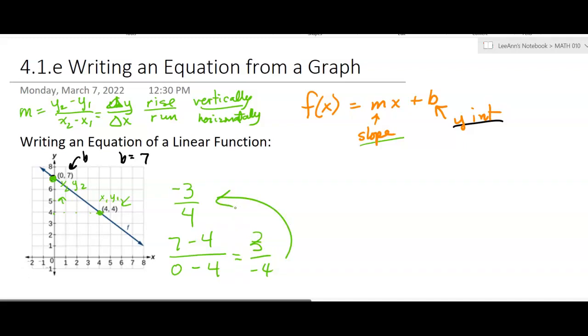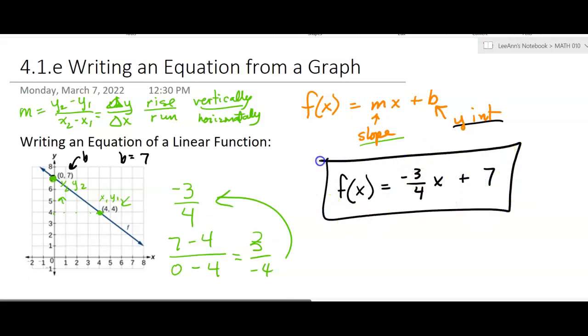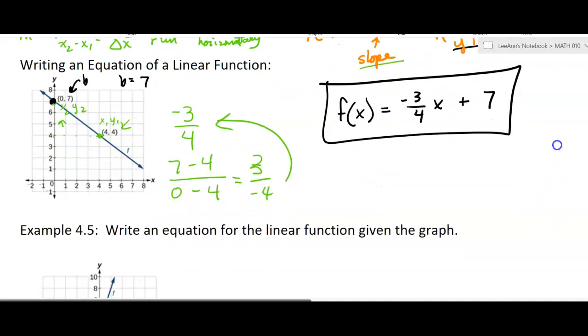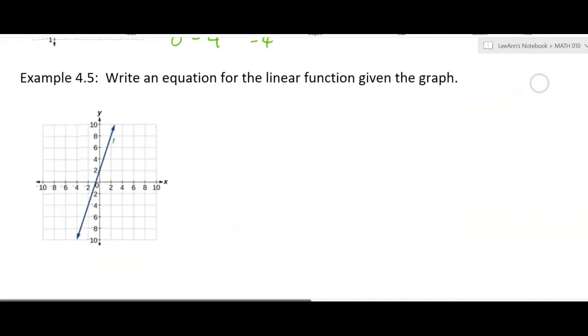Now usually when we're writing slope, if it's negative, we put it out to the side or in the numerator. Okay, so our final answer, f of x, equals our slope, negative 3 over 4 x, plus 7. Remember, b was 7. So I usually just count the slope if I can see it. I don't necessarily use the formula.